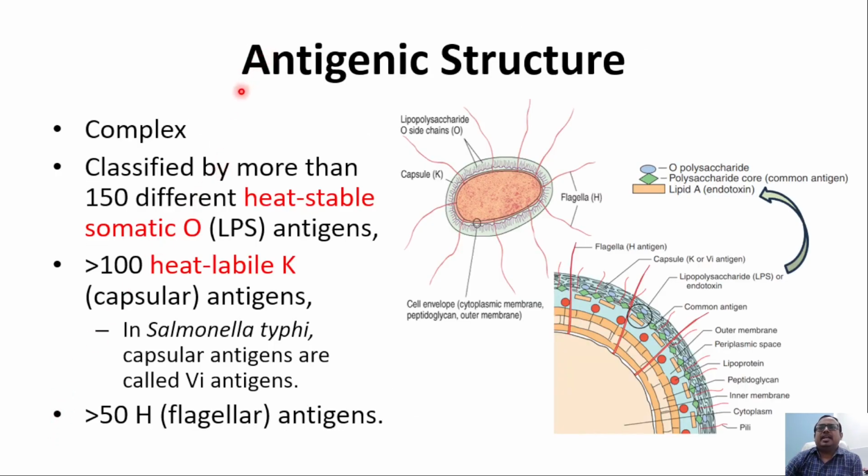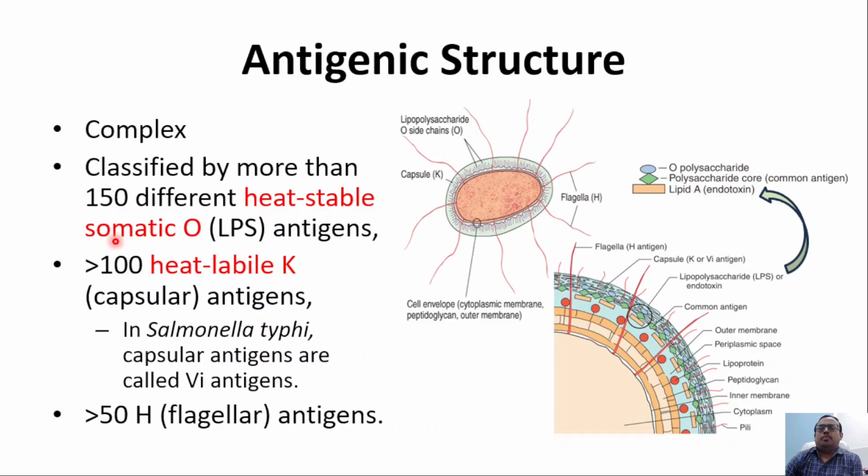Now let's see the antigenic structure in general of the Enterobacteriaceae. The antigenic structure is a complex one and consists of somatic O, capsular K, and flagellar H antigens, as shown here in this schematic representation. If you look at the enlarged form of this presentation, here you can see this is a flagellar antigen, capsular K, and the somatic O antigen is the outer part of the lipopolysaccharide.